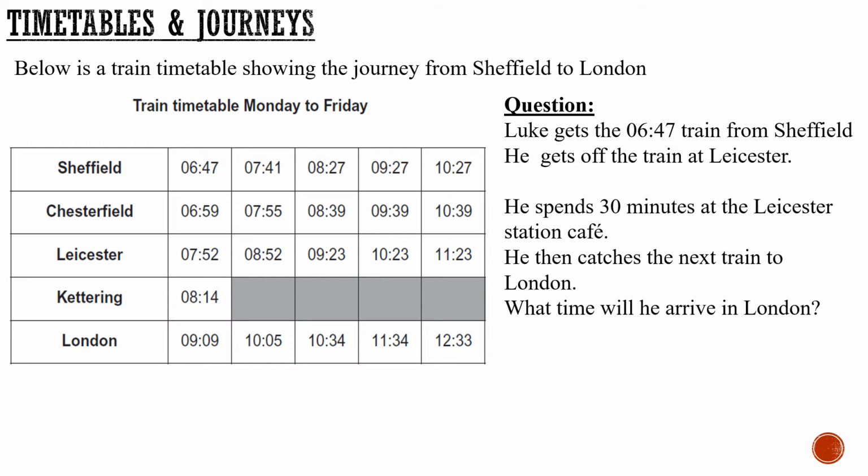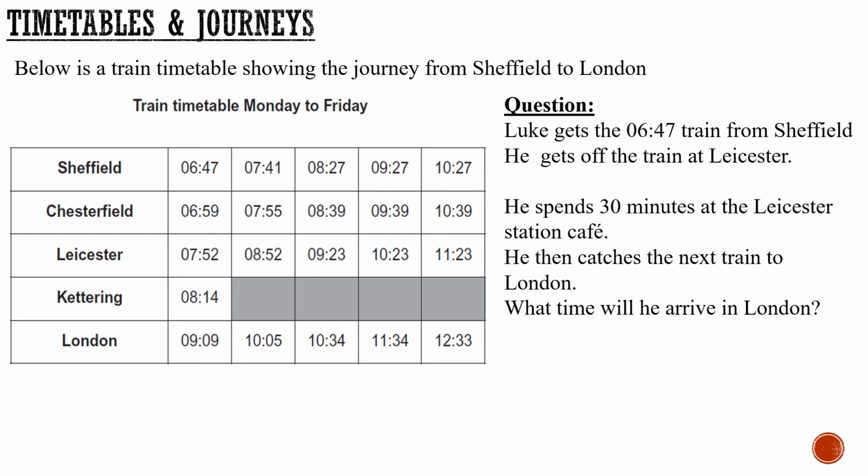And we've got one more question here. Again, you can pause the video at any time and have a go yourself, but if not, watch my explanation and see how you get on. So the question is, Luke gets the 6:47 train from Sheffield. He gets off the train at Leicester. He spends 30 minutes at the Leicester Station Cafe. He then catches the next train to London. What time will he arrive in London?